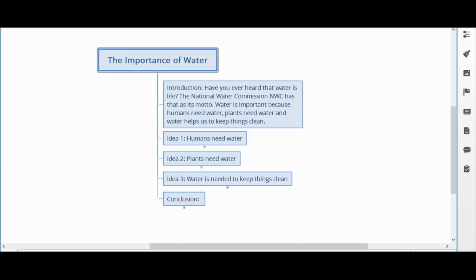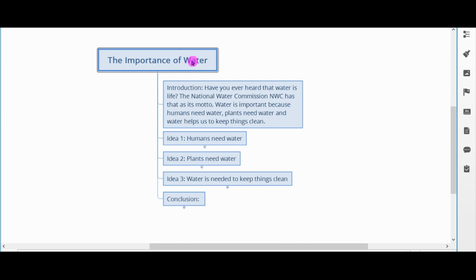So now we're going to look at that essay that they asked us to write about the importance of water. So we're going to be using this model with the 3 main ideas, or introduction and conclusion. So we're using a 5-paragraph format. So paragraph 1, introduction. Paragraph 2, idea 1. Paragraph 3, idea 2. Paragraph 4 for idea 3. And paragraph 5 will be our conclusion.